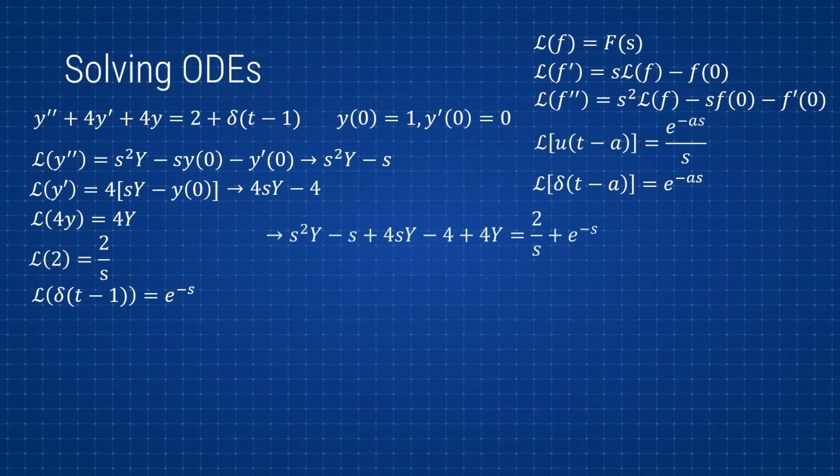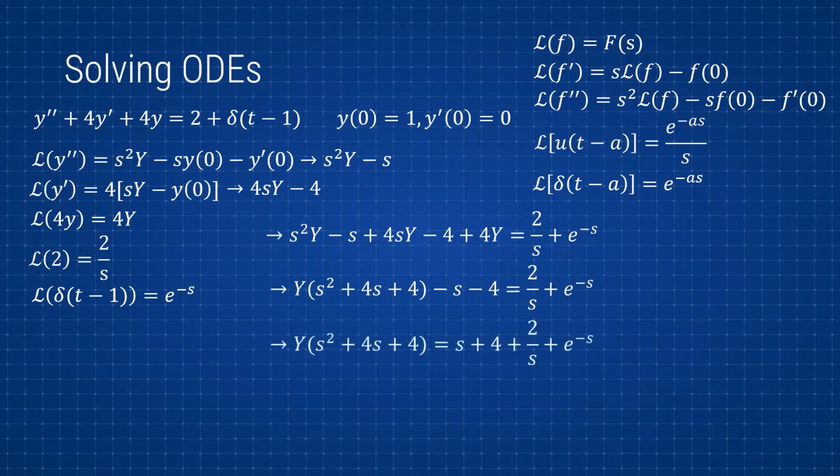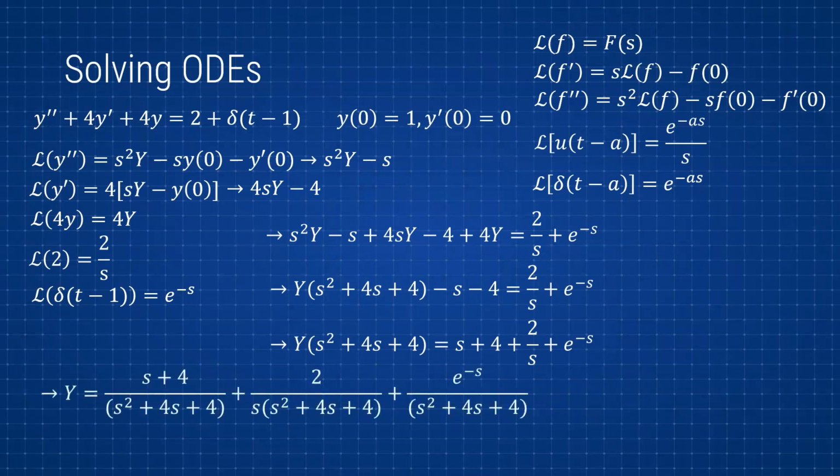So from this one, we're going to factor out a capital Y. And everything that remains, we're going to send to the other side. So you can see we have capital Y times s squared plus 4s plus 4. We have here also left the s minus 4, so we can send that one to the other side. It will become s plus 4 plus 2 over s plus e to the negative s. So we need to solve for capital Y. We'll divide everything by s squared plus 4s plus 4. Then it looks like this.